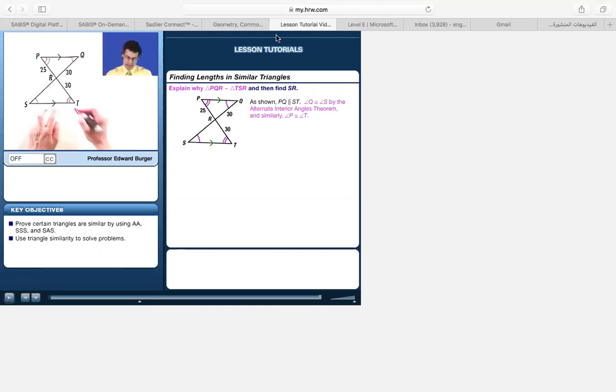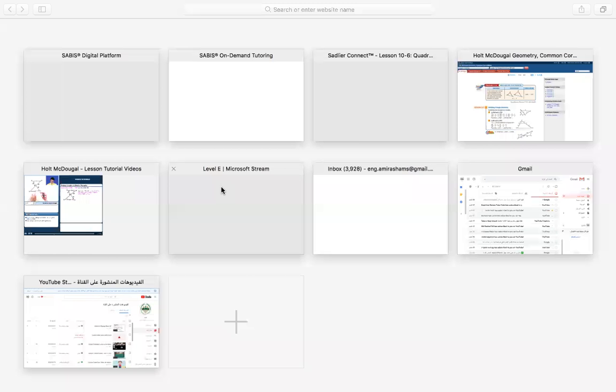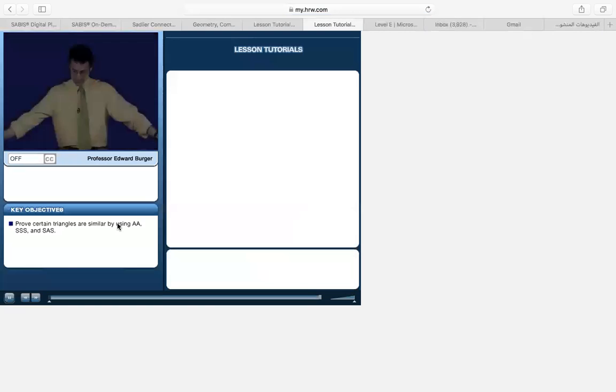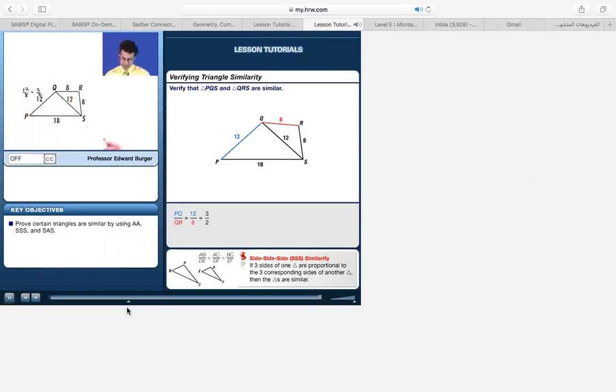Just wait, girls. I want to show you another one concerning SAS. Let's take a look at that side is equal to 3 over 2.